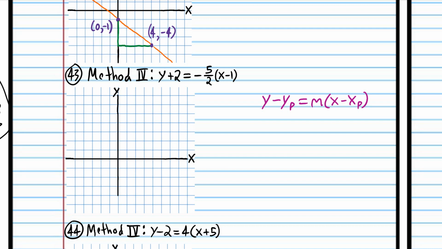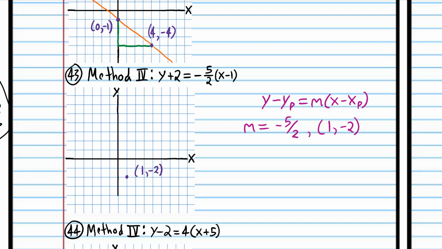And so we can see the slope is -5/2, and we see a point on the line, which is 1, -2. We can see all that just by looking at this equation because it's in point-slope form. So now I'm going to first plot the point. So the point is 1, -2 right there.